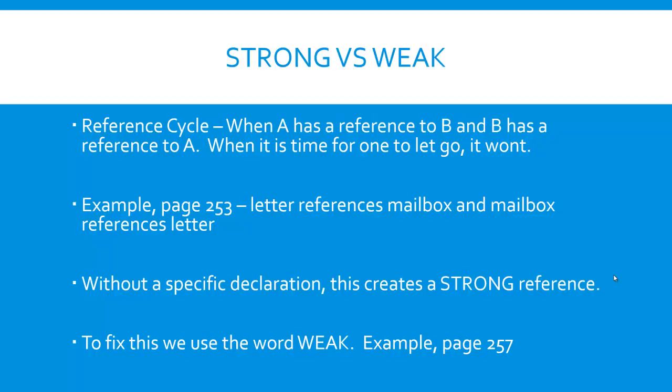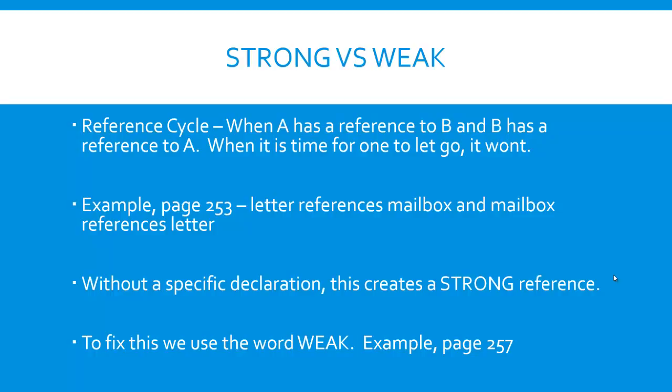One can't let go of the other because they both reference each other. So you can't change one without changing the other. So we have this issue. The way to fix that is we use the word weak, and there's an example of this on page 257. I know this has popped up a few times in your lab, and I don't know if we specifically mentioned why, but now you know why.